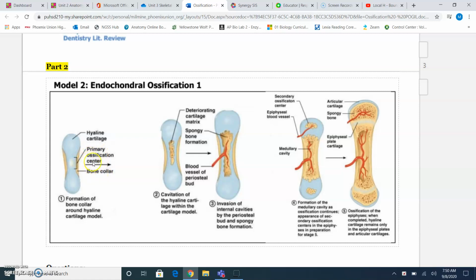And we can also see in here we have a primary ossification center. We know ossification is the formation of bone tissue. So this must be the main area where bone becomes made.